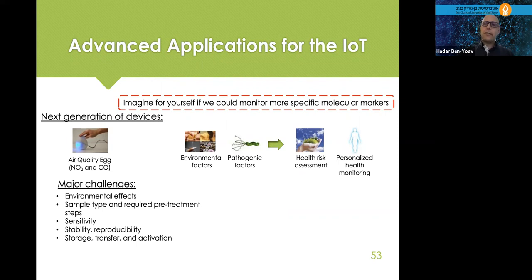But there are many challenges right now, and this is the future. These challenges are up to you, the students, to try and find solutions for, such as environmental effects. If I'm measuring on myself and you're measuring on yourself in China, there are different effects of temperature and humidity that can change the sensitivity, the stability and the reproducibility of the sensors, how you store, transfer, and activate them, and so forth. And eventually, of course, the sample type and the pre-treatment step that we all learned about until now.